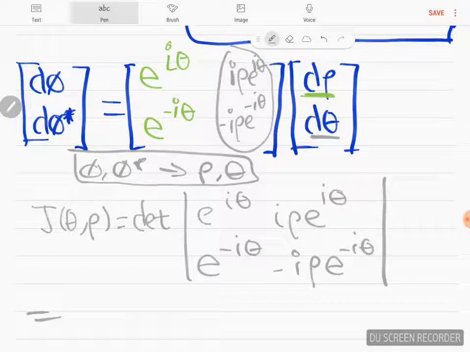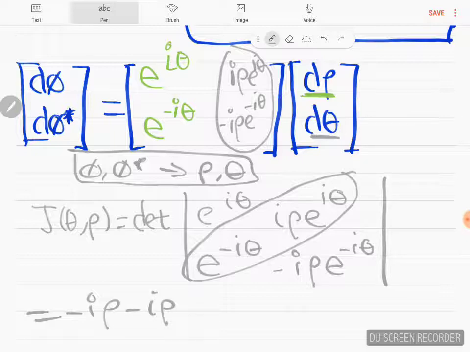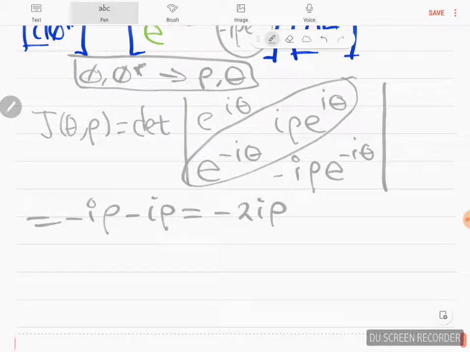This determinant is this. If I multiply these two, the exponentials just cancel each other, and I get minus i rho. Then minus the cross multiplication here, the minus i theta and i theta go with each other, and then I get again minus i rho, and then I get minus 2 i rho. See?